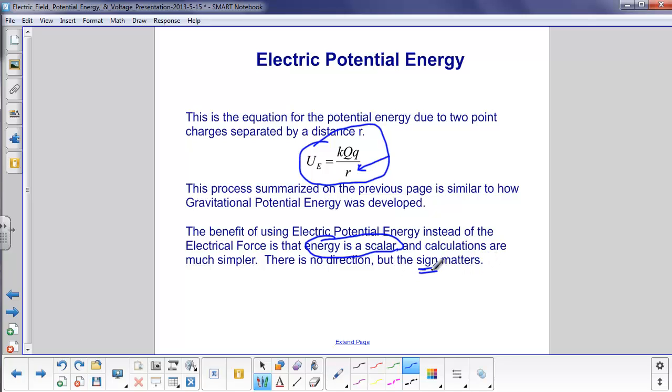We do care about the sign, okay? So it's either going to be negative or positive. But that's all. We don't care about the direction. We just find the distance away and we add or subtract them depending on the value of the potential energy, whether it's negative or positive.